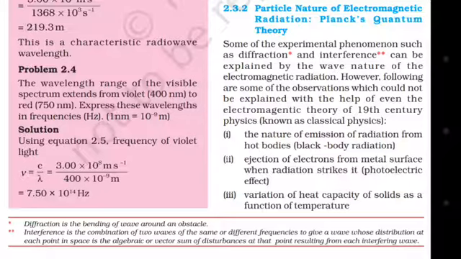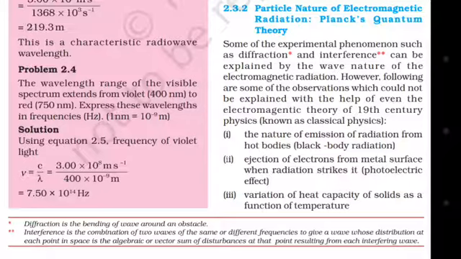First, the nature of emission of radiation from hot bodies (blackbody radiation). Second, ejection of electrons from metal surface when radiation strikes it (photoelectric effect). Third, variation of heat capacity of solids as a function of temperature.